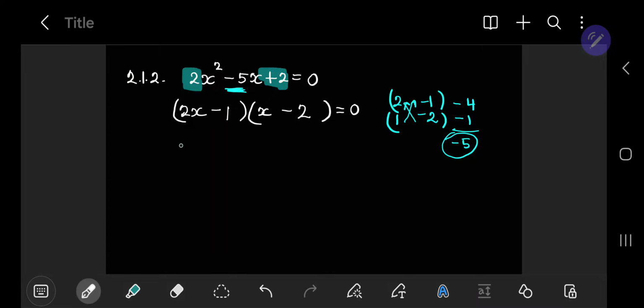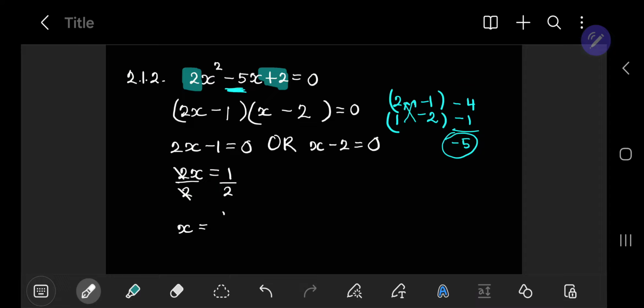Now from here, we equate each bracket equal to 0, and we work towards solving for x. In the first bracket, I'm going to take this negative 1 over to the right. It becomes positive. To get x alone, I'm going to divide both sides by the coefficient. So I have x is equal to a half. And in the second equation, I'm going to take the minus 2 over to the right. It's going to become positive 2. So here's my two values. X is equal to 1 over 2, or x is equal to 2.